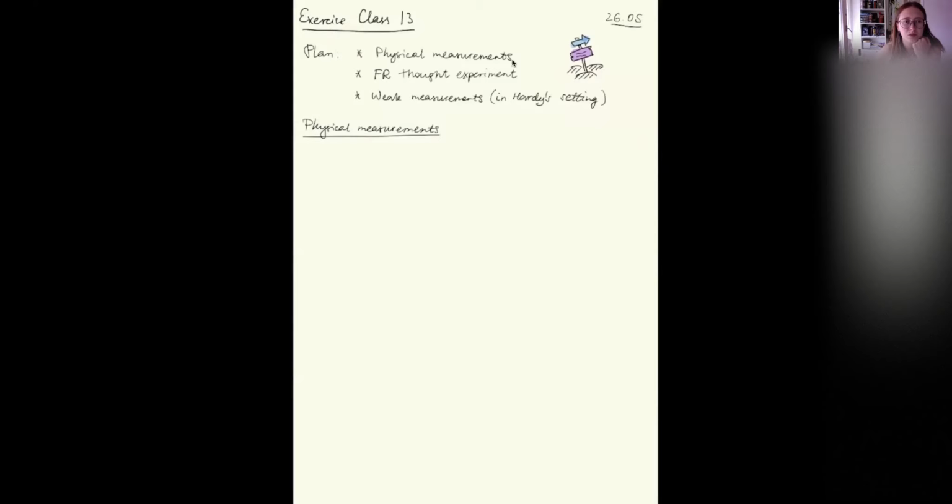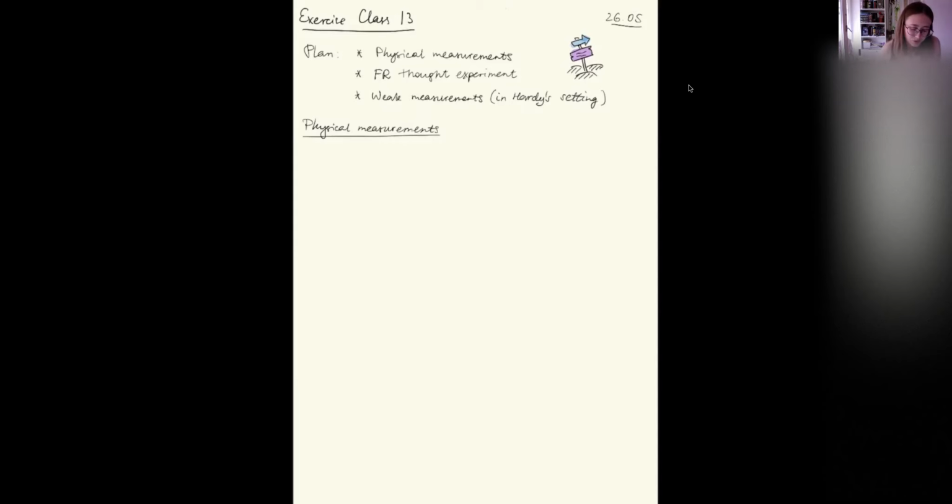So first we'll talk a bit about physical measurements. You already had them in the lecture and I also already mentioned them somewhat in the previous exercise class, but we'll go through it anyway. Then we'll go through the FR thought experiment, which you already had in a lecture too, but it never hurts to go through it again. And finally, I'll briefly mention the weak measurements in Hardy's setting. And so all these 3 topics correspond to the 3 exercises that you have in the exercise sheet.